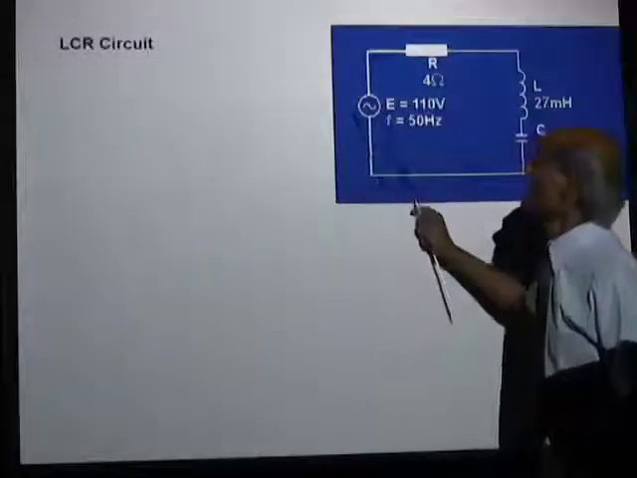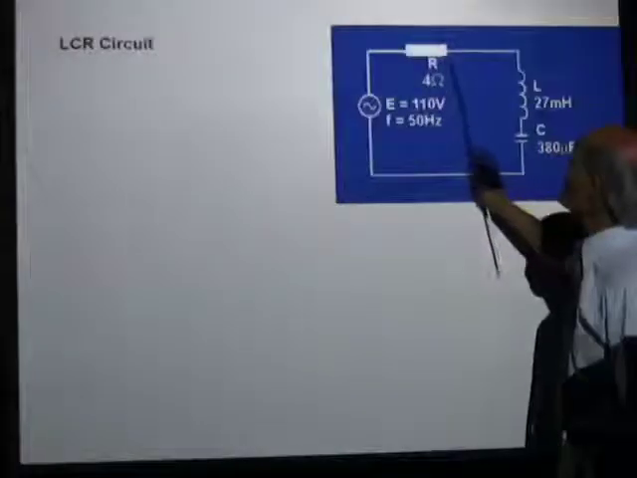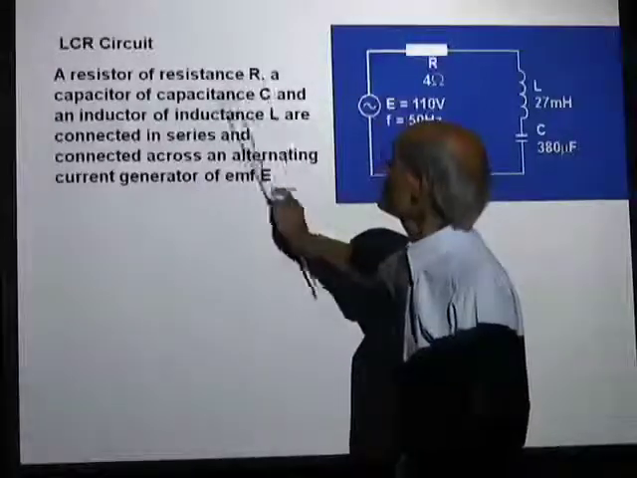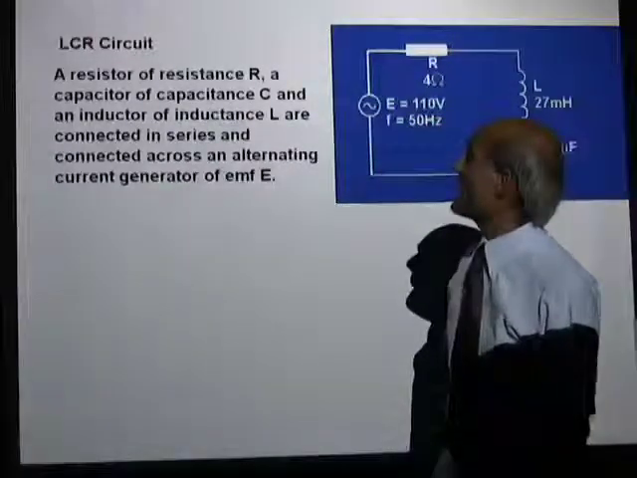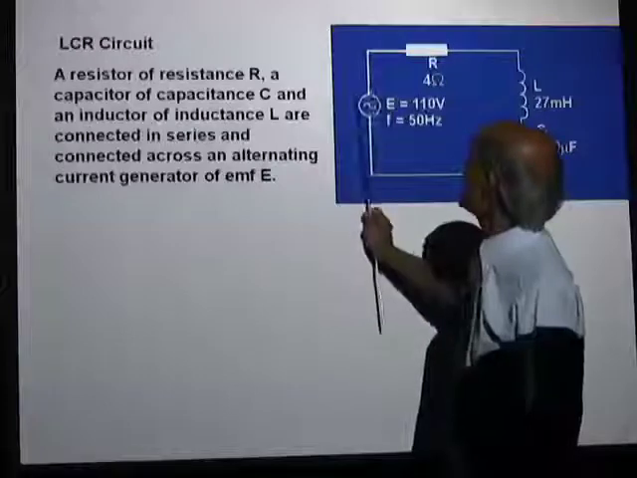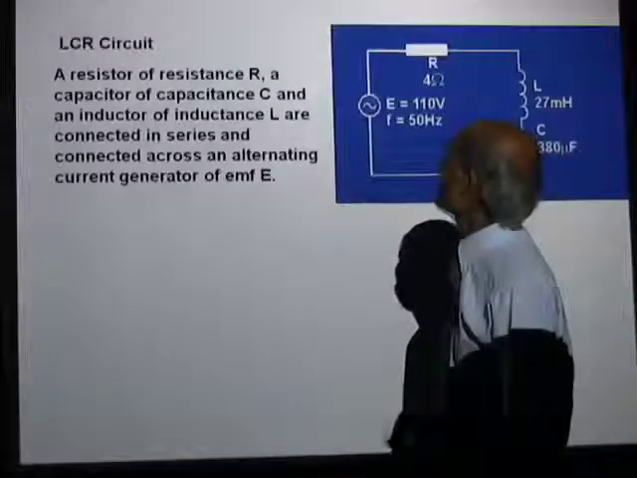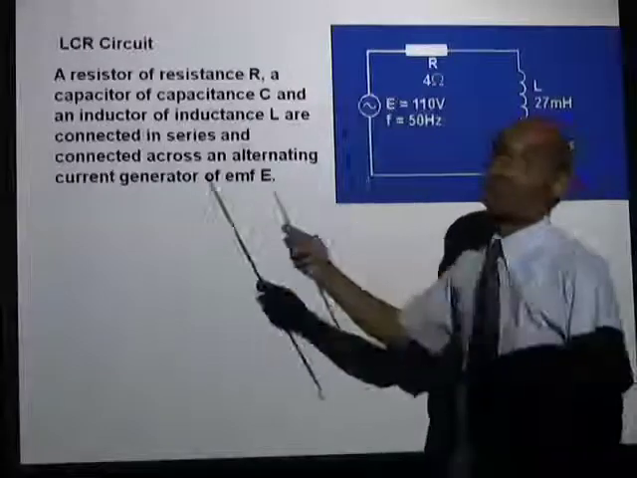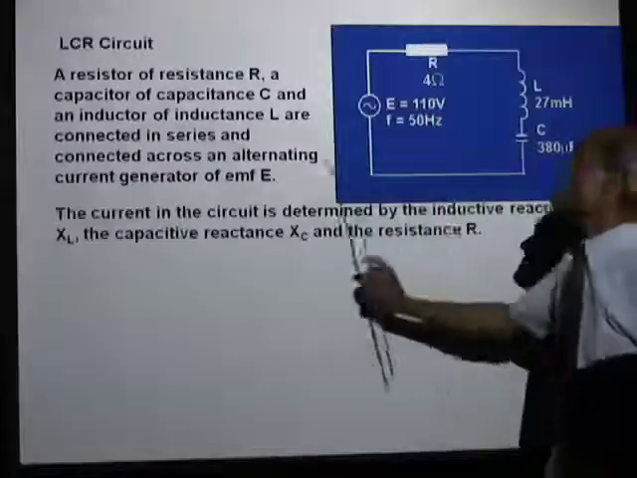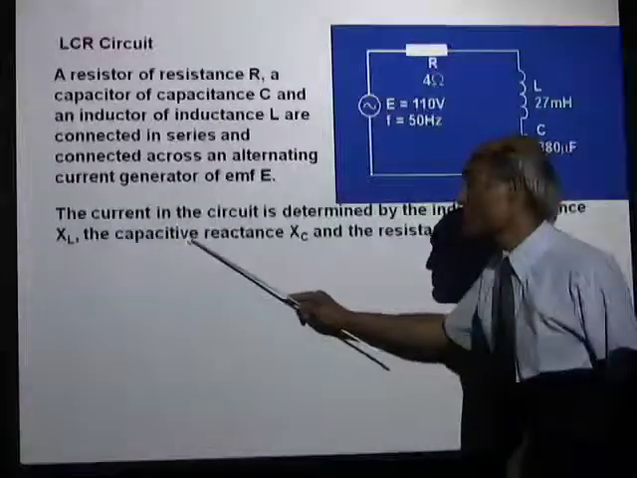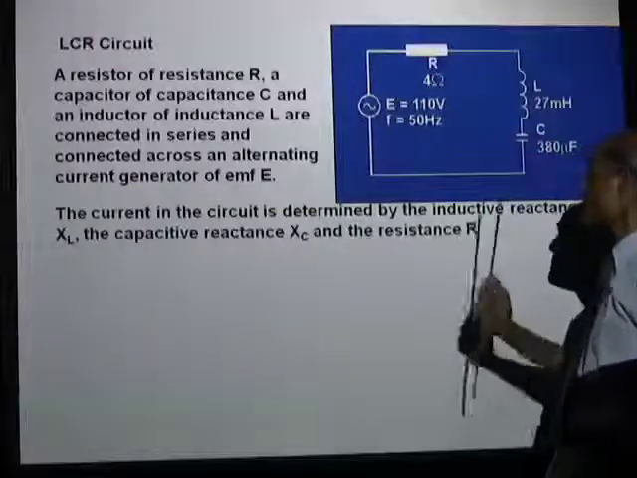Here we have an alternating current source connected to a resistor R, an inductor L, and a capacitor C. I have used some values, we can ignore them at this time. So a resistor of resistance R, a capacitor of capacitance C, and an inductor of inductance L are in series and connected across a generator of EMF E. Of course, that is the RMS value. The current in the circuit is determined by the inductive reactance XL, the capacitive reactance XC, and the resistance R.